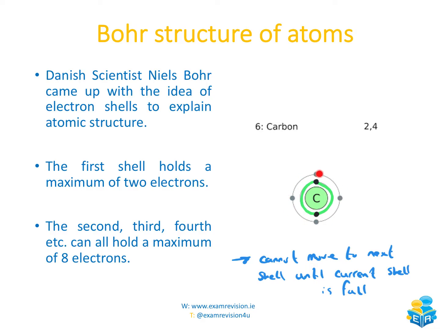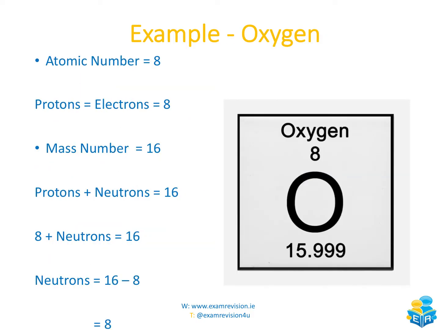Okay, currently we have 1, 2, 3, 4. If I had any more electrons to draw as part of this Bohr structure of carbon, I couldn't start to put them on the third shell yet because this second one is not full. It needs 8. The second, third, fourth, fifth, sixth, and so on all need 8. It only has 4. It's not full just yet. Okay, and we're going to see where these structures came from now in the next couple of minutes.